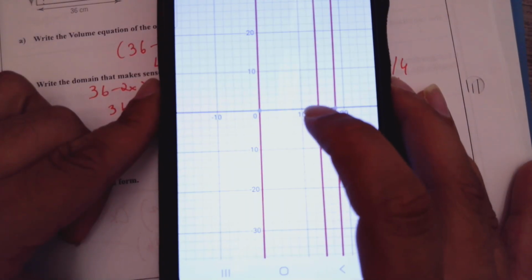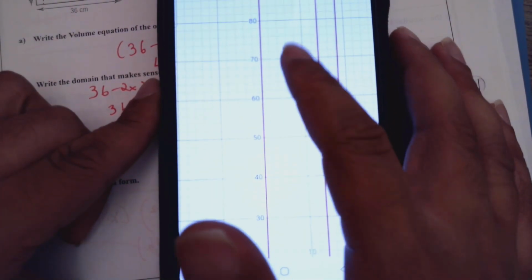So between 0 and 14, I'm looking for the value that has the highest relative maximum, right? So you're looking for a relative maximum. I'm just going to figure out what it is by looking at the graph itself.